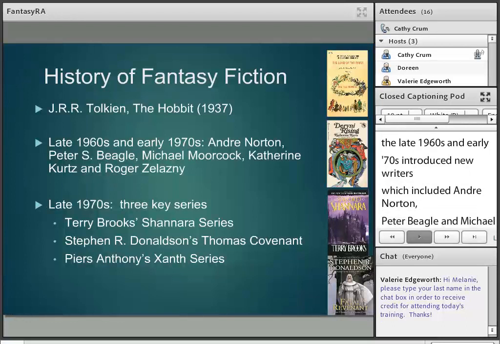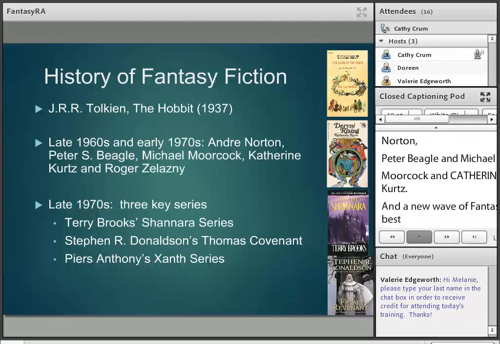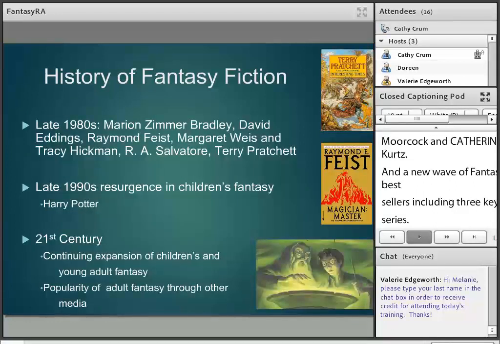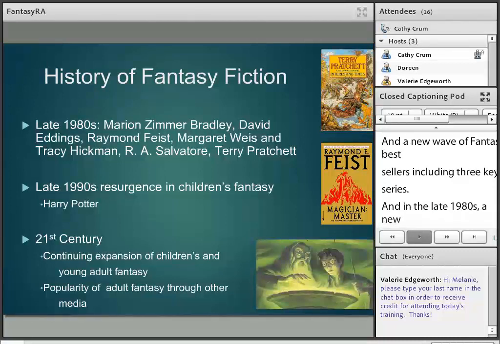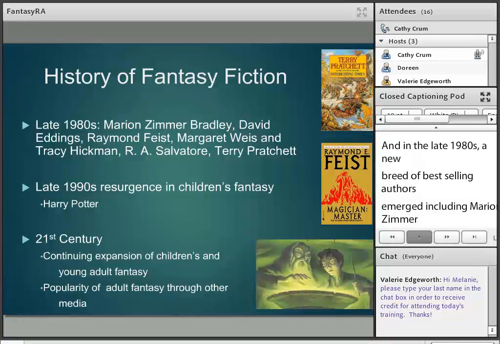The late 1970s brought a new wave of fantasy bestsellers, including three key series: Terry Brooks' Shannara series, Stephen R. Donaldson's Thomas Covenant series, and Piers Anthony's Xanth series. In the late 1980s, a new breed of best-selling authors emerged, including Marion Zimmer Bradley, David Eddings, Raymond Feist, Margaret Weis and Tracy Hickman, R.A. Salvatore, and Terry Pratchett.